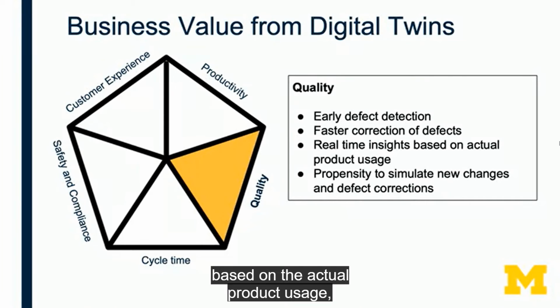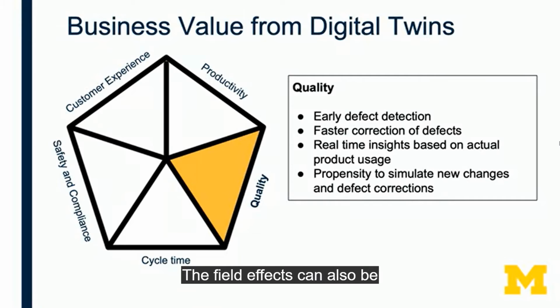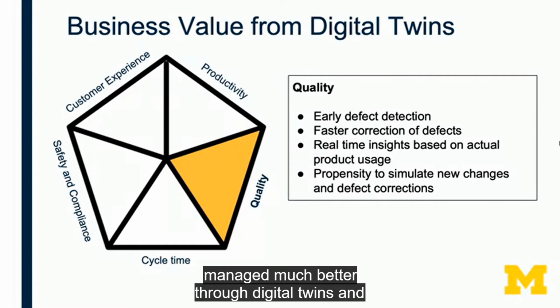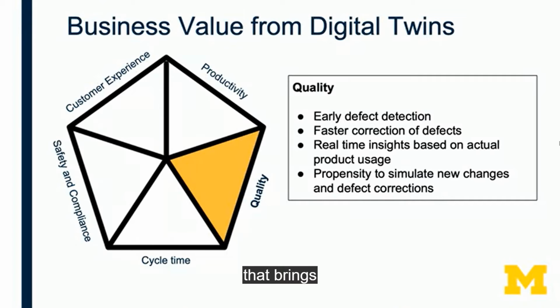So you have a lot more insights about why a particular defect is happening. Suppose the defect is happening in the field, right? The field defects can also be managed in a much better way through digital twins, and hence the overall capability to simulate new changes and defect corrections brings enormous quality benefits to the organizations.